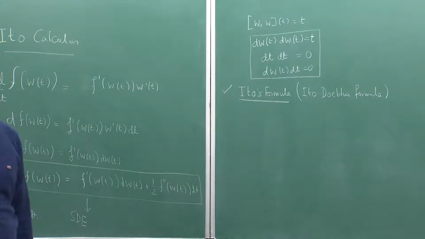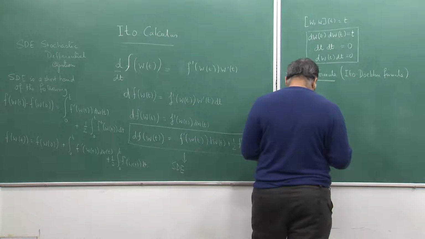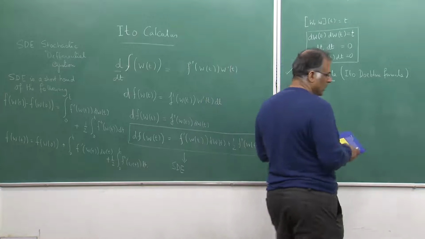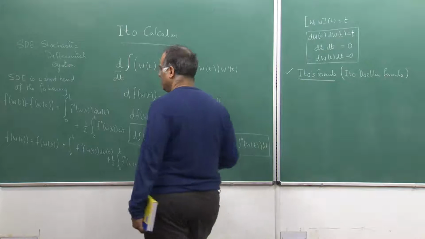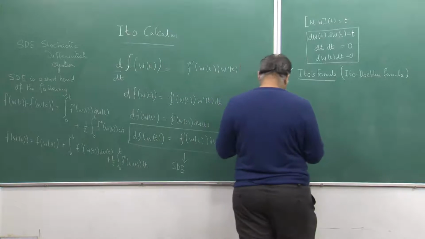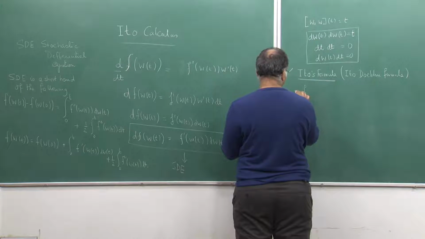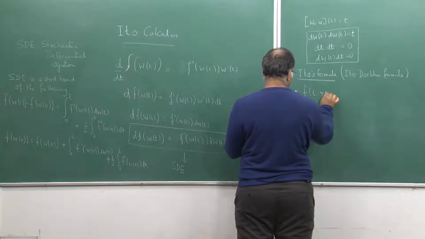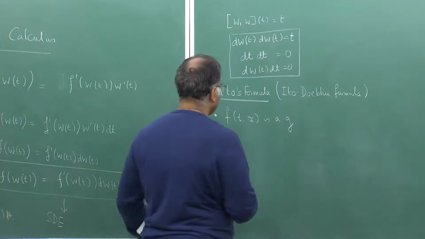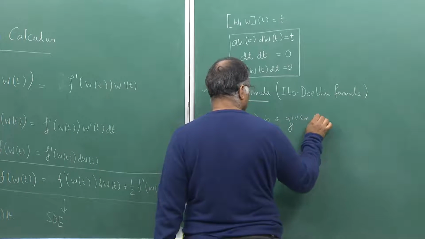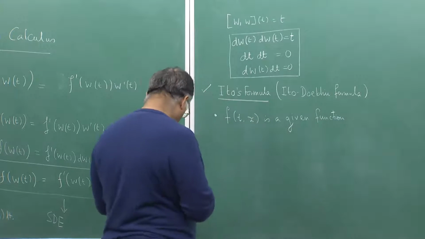So, let us see what Ito's formula tells us. It considers not a function just of t, or just of Wt, some function of a process, but of t and Wt, t and a process. So f(t,x) is a given function, x is in R, t is in R, is a given function. Okay.